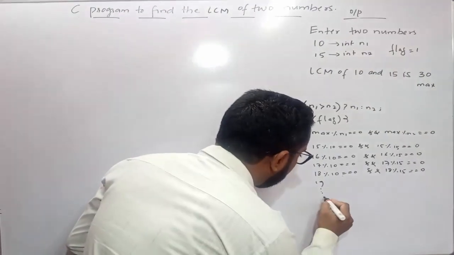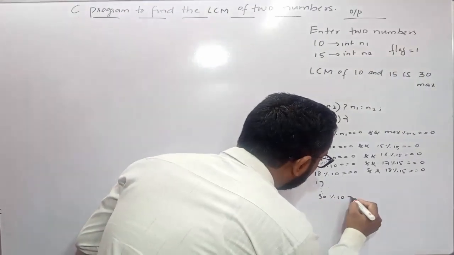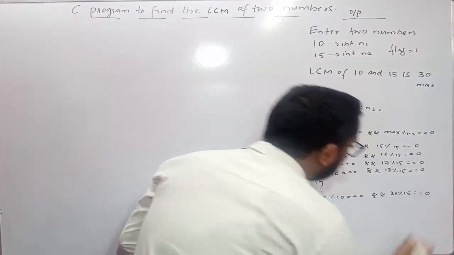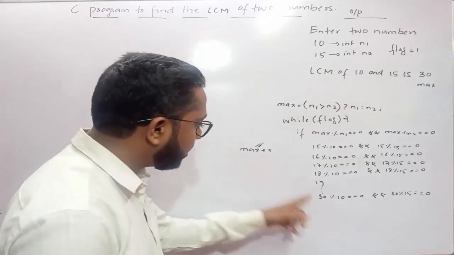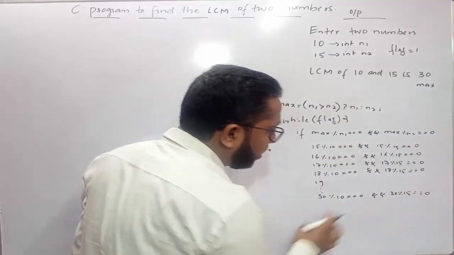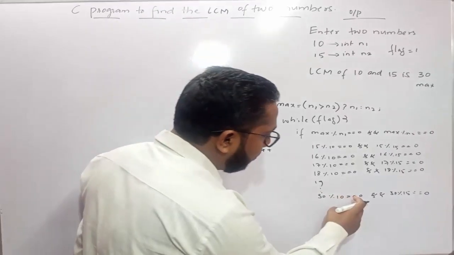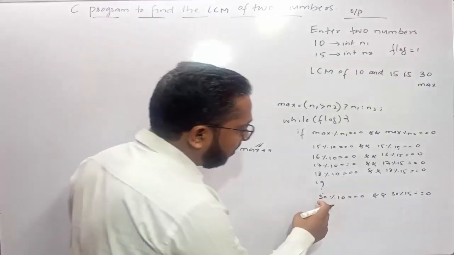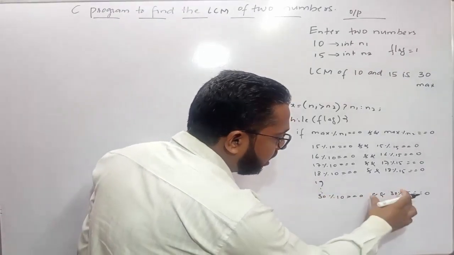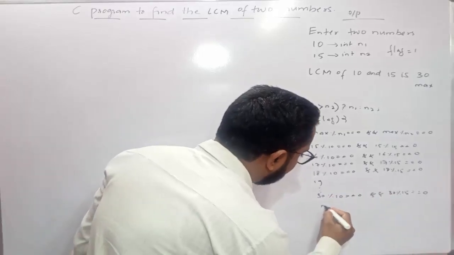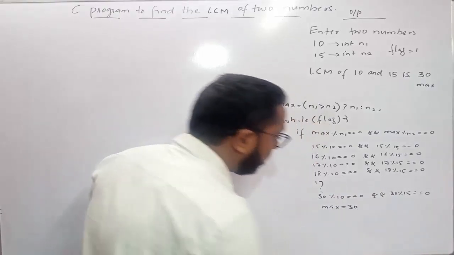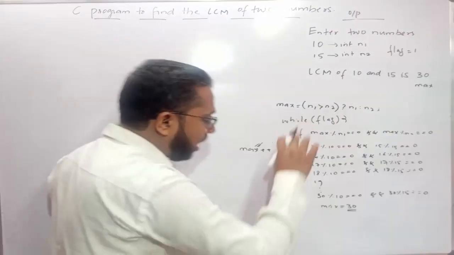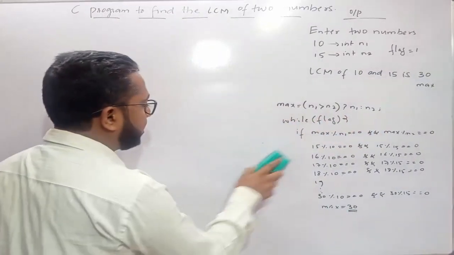When the value of max becomes 30, 30 mod 10 is equal to 0, and 30 mod 15 is equal to 0. Now for the value of max equal to 30, both of these conditions become satisfied. 30 mod 10 we will get 0 as the remainder, 30 mod 15 will get 0 as the remainder. That's why the max value will become 30, and this will be our LCM. So we will apply this logic to write the C program.